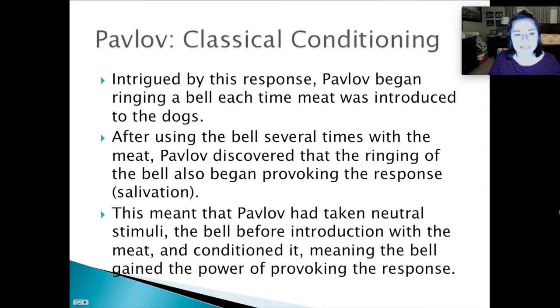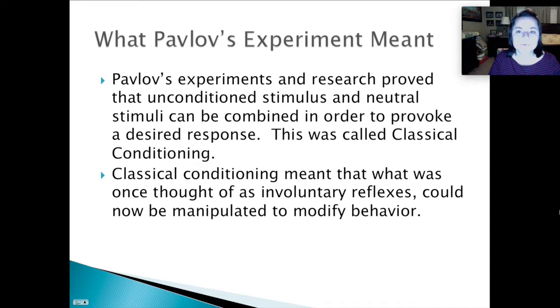It meant that he had taken a neutral stimulus, which was the ringing of the bell, and introduced it with the meat, and all of a sudden gave the ringing of the bell the power to provoke salivation just like the meat had. Pavlov's experiments and research proved that unconditioned stimulus and neutral stimuli can be combined in order to provoke a desired response. This is what he termed classical conditioning. It meant that what once was thought of as involuntary reflexes could be modified in order to manipulate behavior.